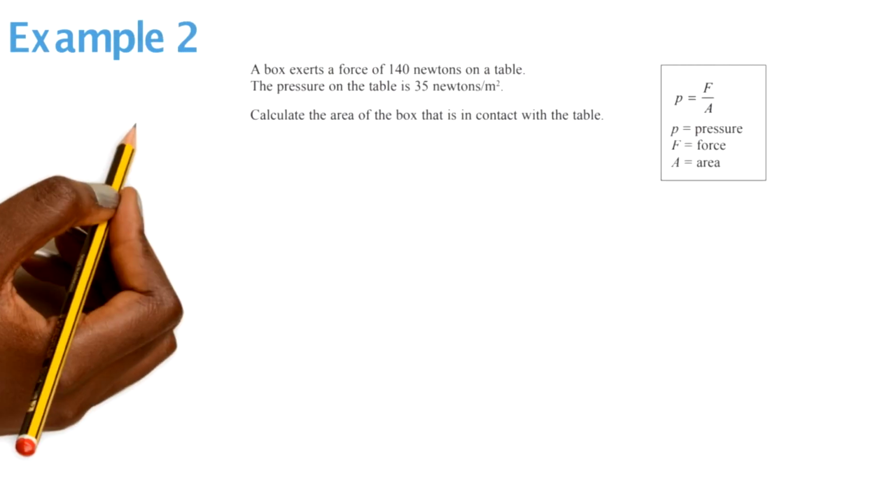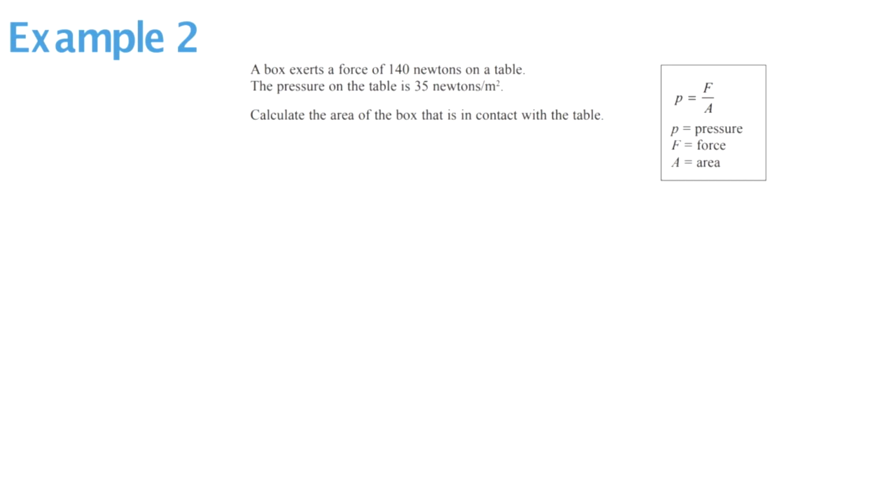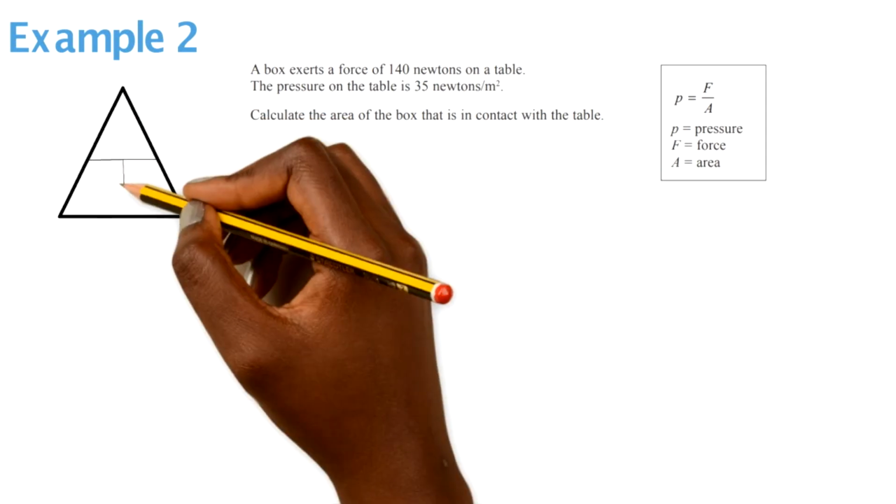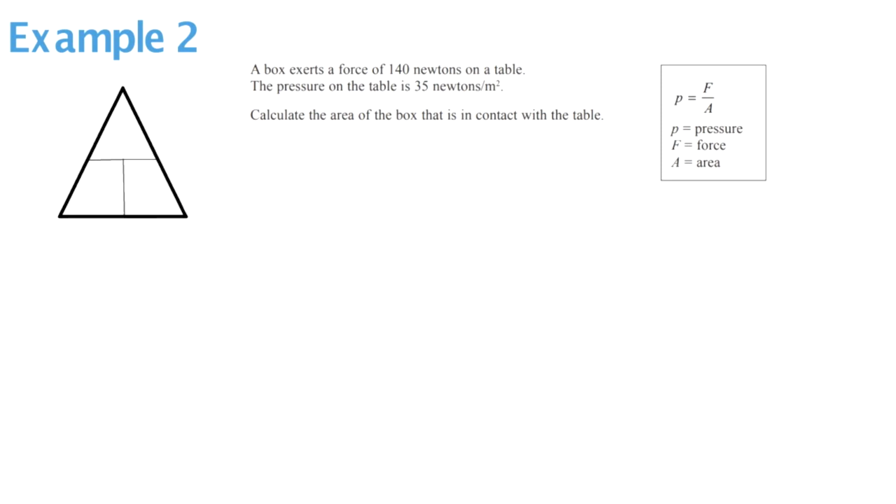Example 2. So in this instance, it's given us force, it's given us pressure, wants us to work out area. And here they've actually given us the formula, which is really nice of them. But in cases where they don't give you the formula, then draw your formula triangle, which again, I'm just still going to draw on the left-hand side just to remind you.